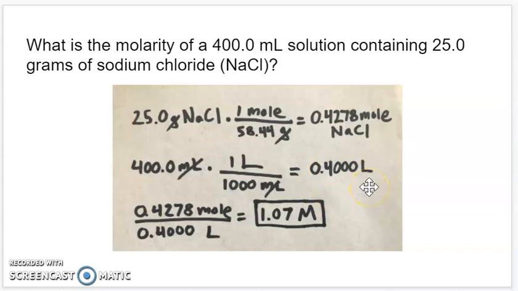Now, finally, to get the molarity, or the concentration of the solution, I'm going to take the moles, which I calculated over here, and then divide that by the liters, which I calculated over here. So 0.4278 moles divided by 0.4000 liters will end up with 1.07 molarity, or 1.07 molar, it's usually referred to.